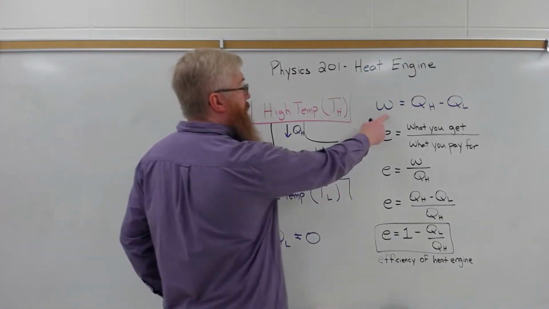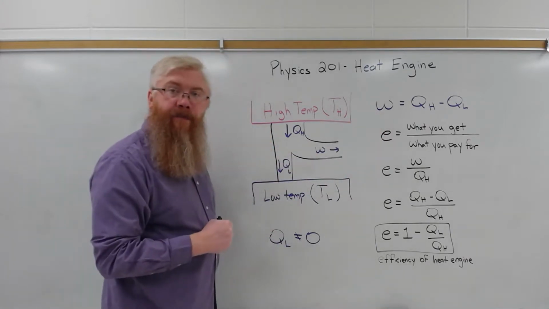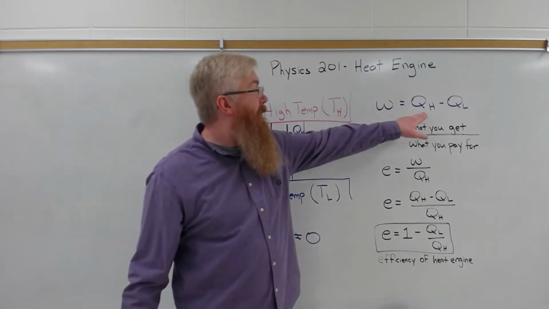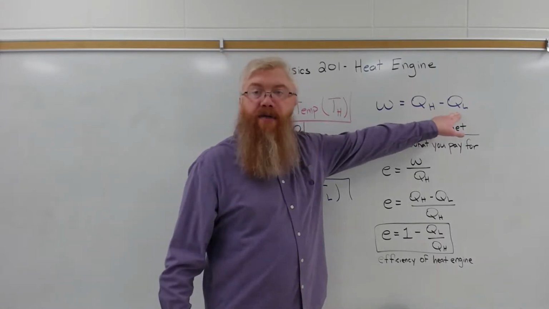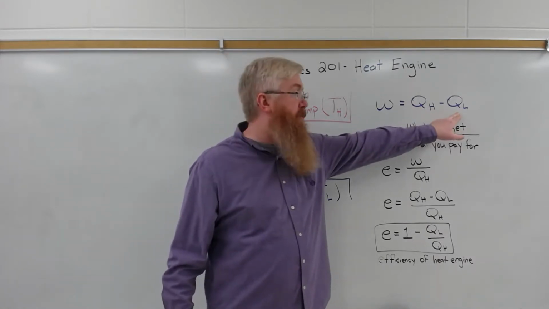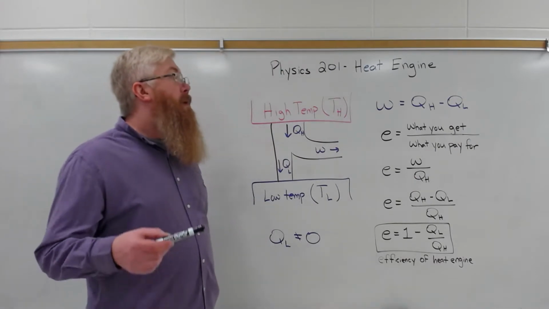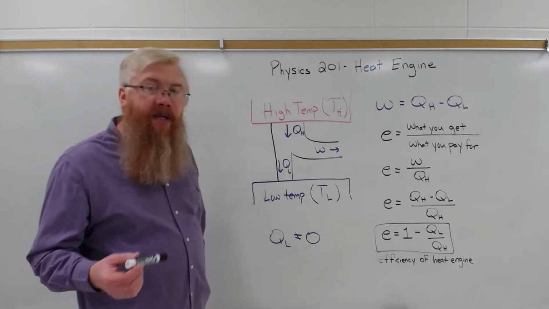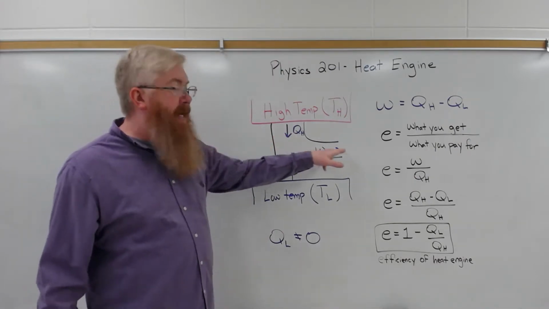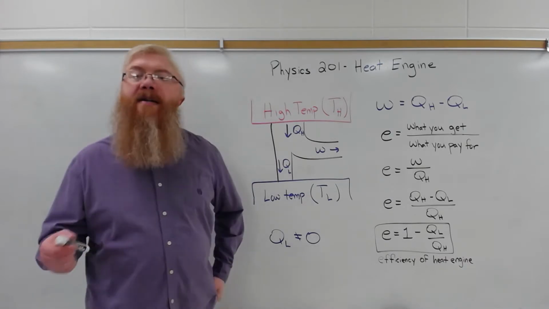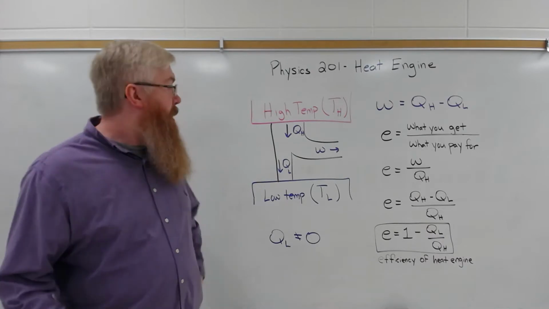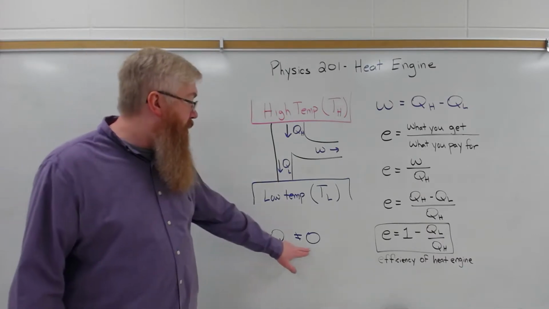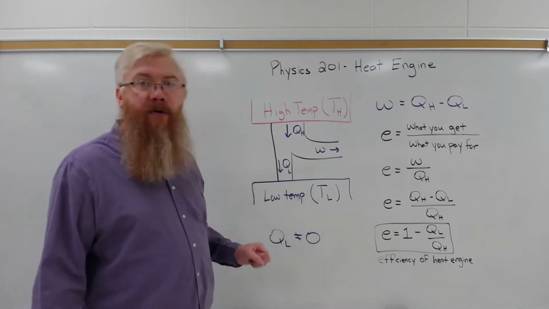So to figure out how much work is done, we need to calculate how much heat you pulled from the hot reservoir and how much heat was dumped into the low temperature reservoir. Now, ideally, you would think, well, why can't I just pull all the heat and do work with it? Well, we'll find out when we talk about an ideal engine, that's not possible. It is not possible to have no heat dumped into a low temperature reservoir.